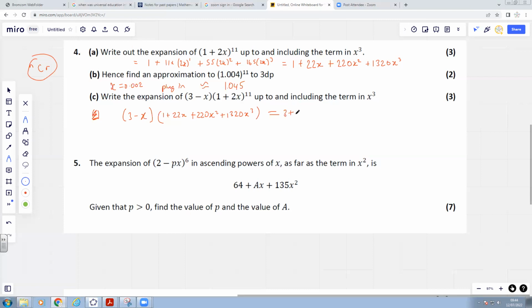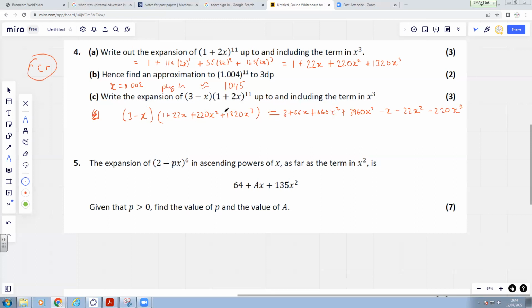So we're going to get all of it times 3. So I'm going to get 3 plus 66x plus 660x squared plus, now what is 3 times that? 3960x cubed. And now I need to times it all by minus x. So I'm going to get minus x minus 22x squared minus 220x cubed.